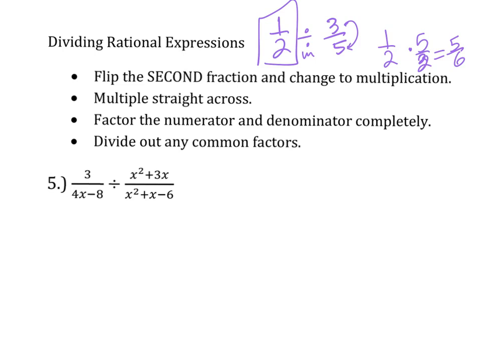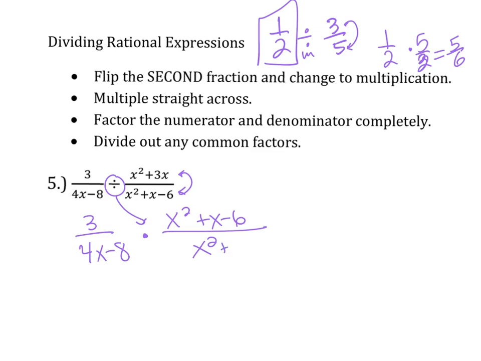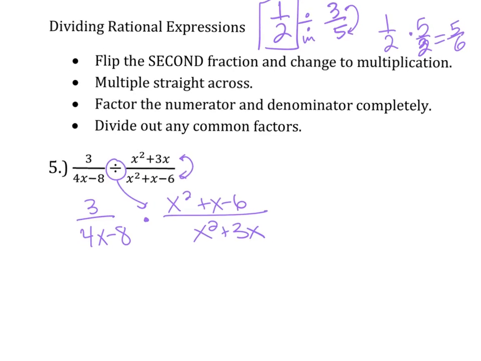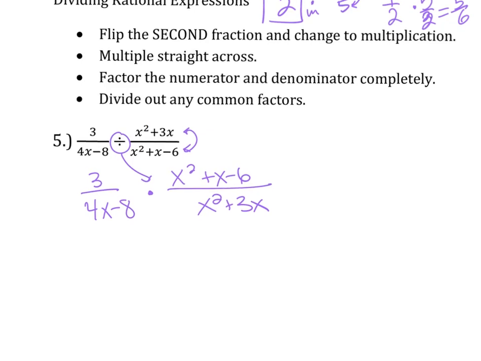The first thing we have to do is keep the first, so 3 over 4x minus 8. Keep the first, change division to multiplication, and take the reciprocal or flip the second one. All right, so that's our first step. Everything after this is the exact same. We factor, and then we simplify.